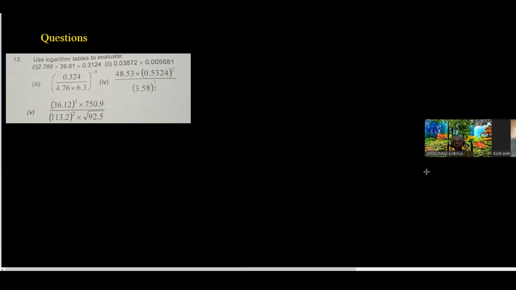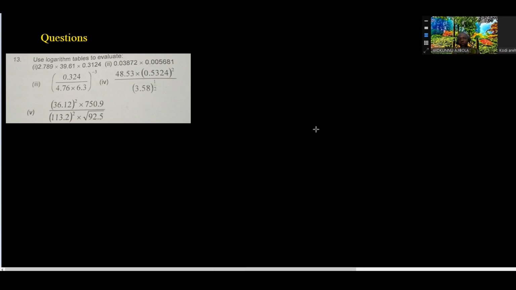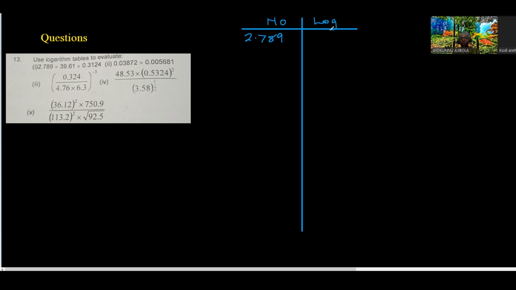So these are a series of questions here. We're looking at the first one together while you try the second one. From that first one, we fix our number log stuff. It says we should multiply three numbers together. The first one is 2.789. Because we are not shifting our point anywhere, our characteristic or integer is 0, because the point is already after the first non-zero digit.